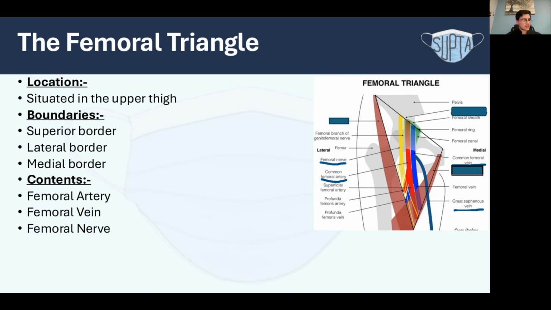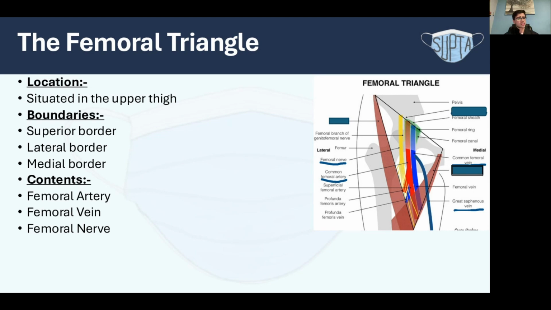In terms of the content, which is probably what you're most interested in, it has the femoral artery, vein, and nerve, and there is a good mnemonic used to remember the femoral triangle contents, which is called NAVEL. It's quite easy to remember: N for nerve, A for artery, V for vein, E for space, which refers to the femoral canal, and then L for lymphatics.